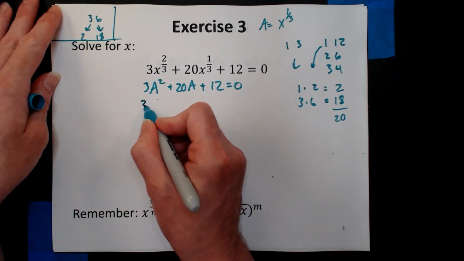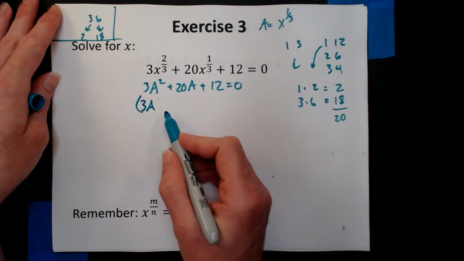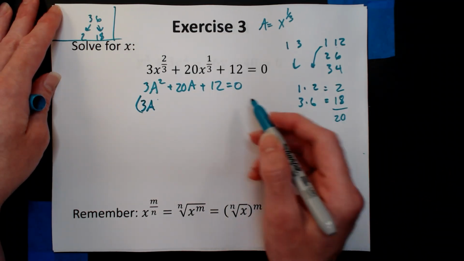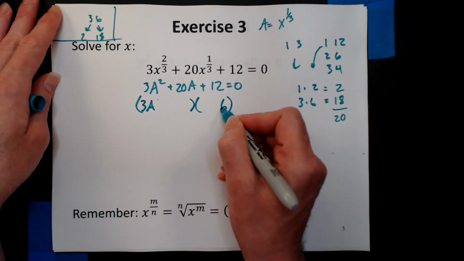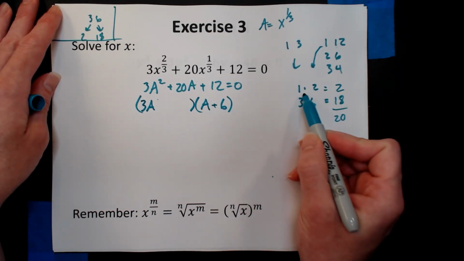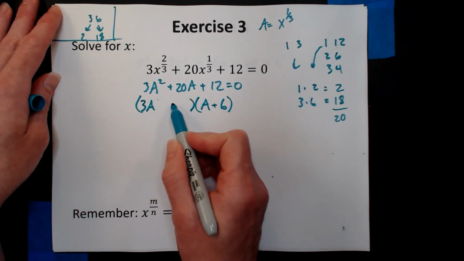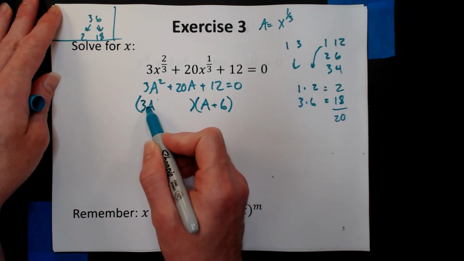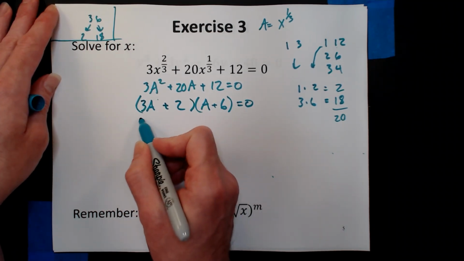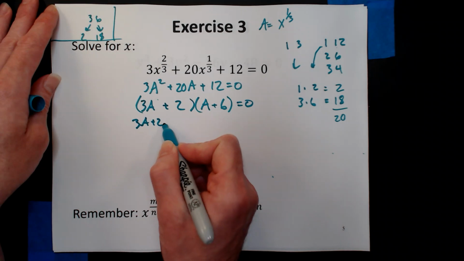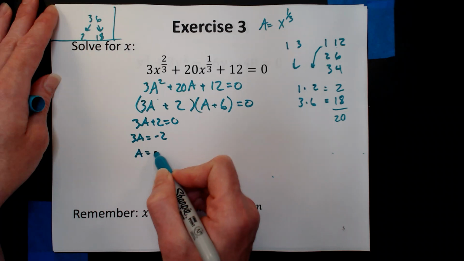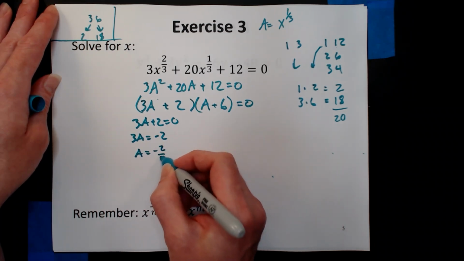So looking at this, I'm going to have 3a, and the 3 needs to be paired with 6, so I need 3 times 6. So 6 needs to be over here, and that's going to be positive, because all the signs are positive. Then the 1 needs to be multiplied by the 2. So 3a plus 2 has to equal 0, or 3a has to equal -2, or a has to equal -2 over 3.